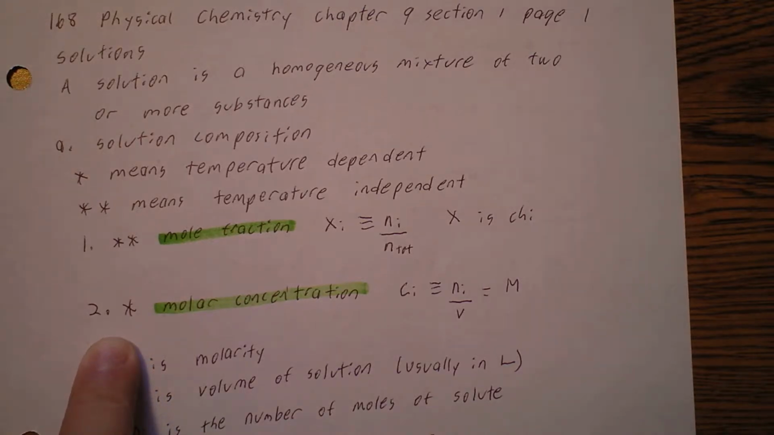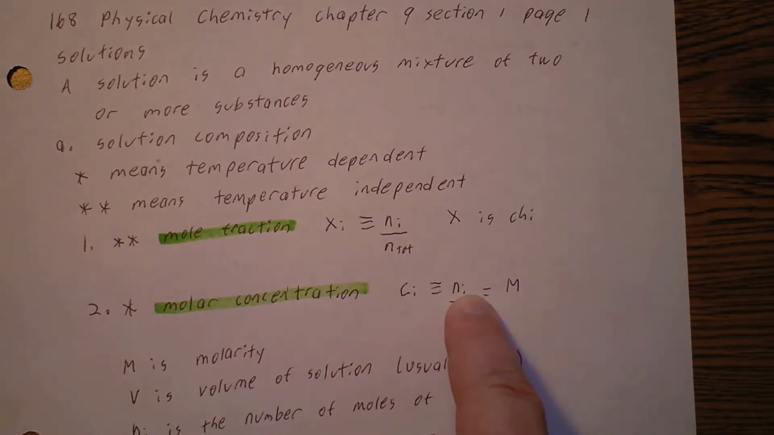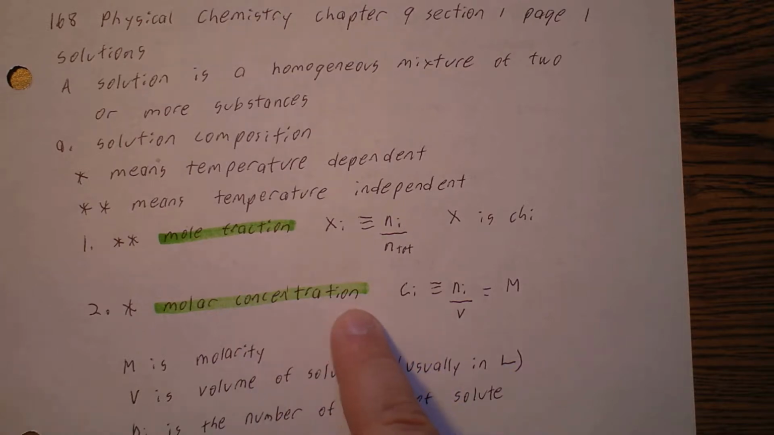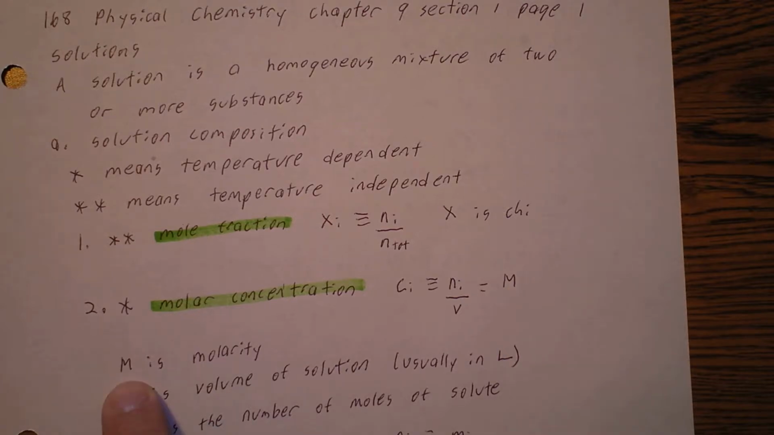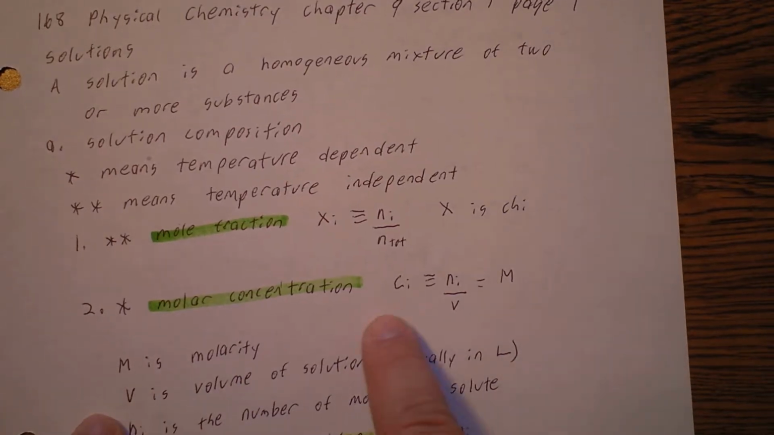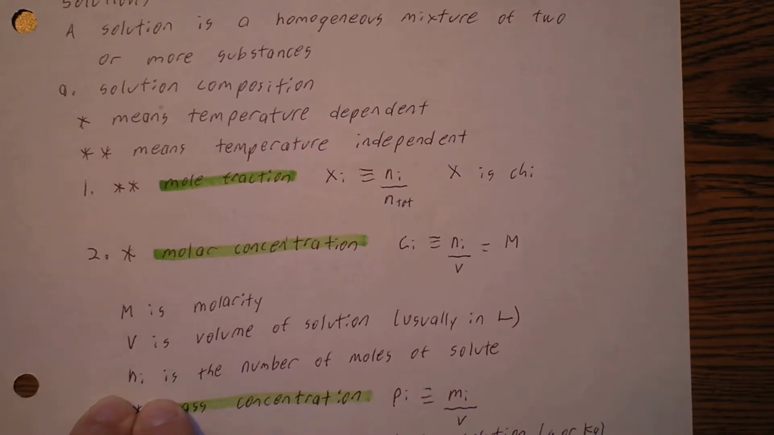The second type of solution composition is molar concentration. Notice there's just one asterisk, so this will be temperature dependent. That's c sub i, defined as the number of moles of i divided by the volume. The volume will change with temperature, that's why this is temperature dependent. We also write this as capital M for molarity. V is the volume of the solution, usually in liters of course, and n subscript i is the number of moles of the solute.